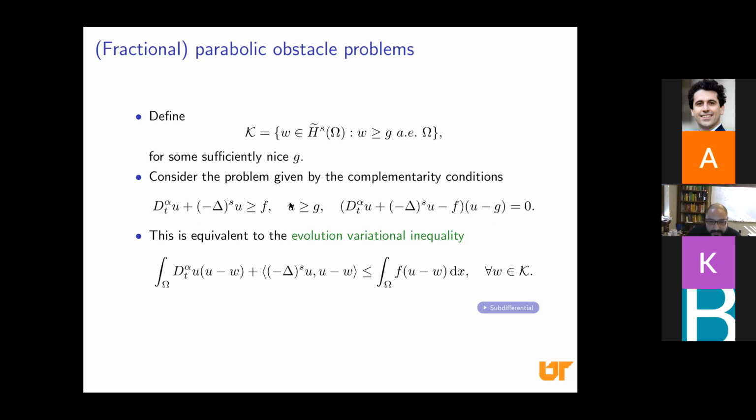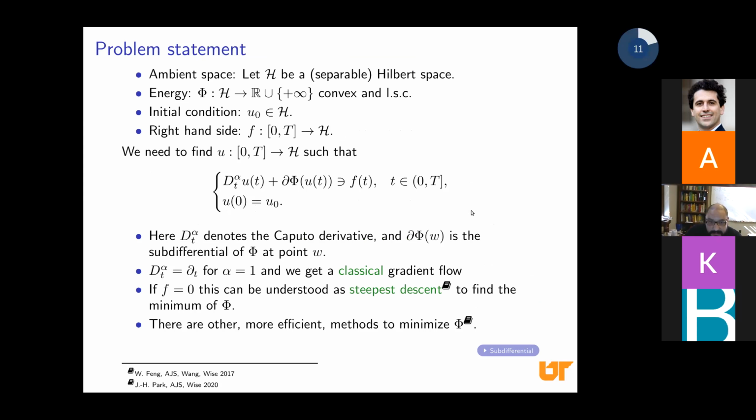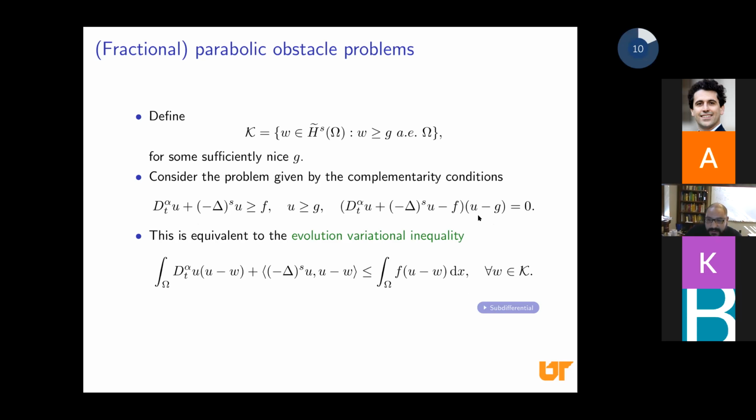So the solution to this problem needs to be above the obstacle, and the product of these two objects needs to be equal to 0. So either I am touching the obstacle, or if this is strictly positive, then the second term needs to be equal to 0. That means that the function is solving an equation. This is equivalent to the following evolution variational inequality, which is a parabolic obstacle problem. This can also be written as a differential inclusion.